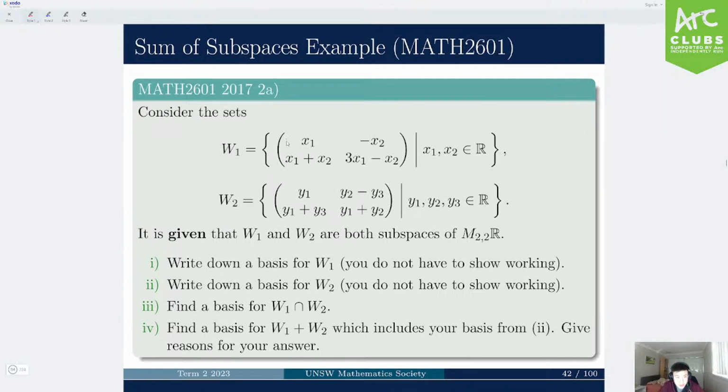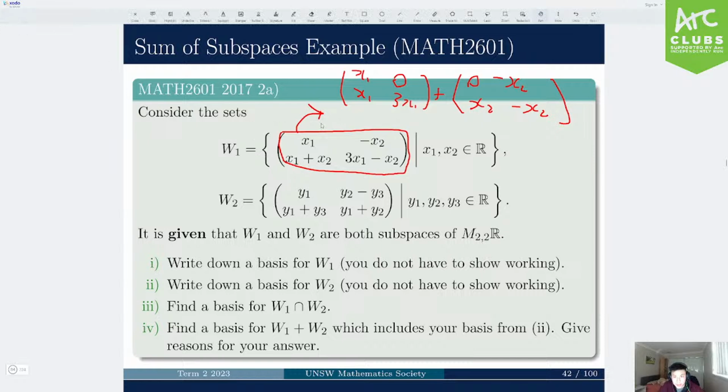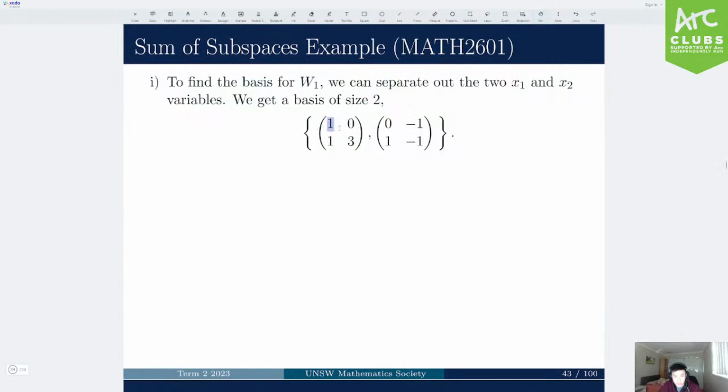One thing you can do, notice if we look at this given matrix over here, we can rewrite this by splitting up the x1s and the x2s. So we have x1, x1, 0, and 3x1, and we add it with 0, minus x2, x2, and minus x2. Then if we pull the x1s out in front and the x2s also out in front, we get that a basis is going to be 1, 1, 0, 3 and 0, minus 1, 1, minus 1.